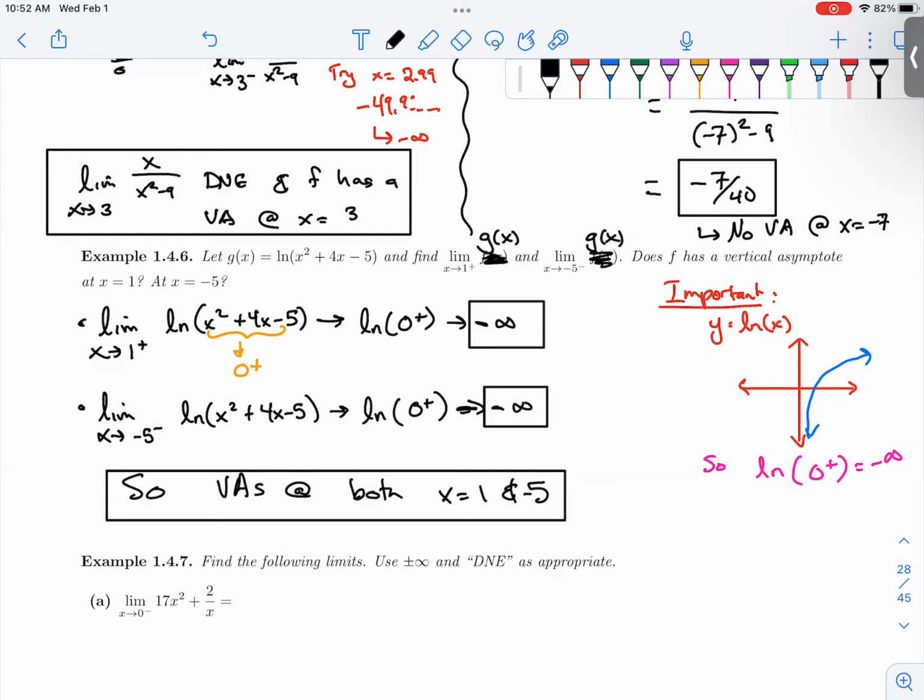Unlike the other situation where we're looking at k over a number, we have to look at these individually. For x squared plus 4x minus 5, if you plug in 1, you'll get 0, and the natural log of 0 does not exist. So we need to start plugging in values close to it. As x approaches 1 from the right, x squared plus 4x minus 5 goes to 0 plus, so the natural log goes to negative infinity. Since both limits went to negative infinity, they both result in vertical asymptotes. Pretty cool function. So don't worry about this.